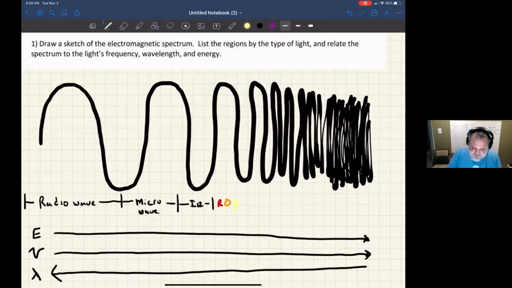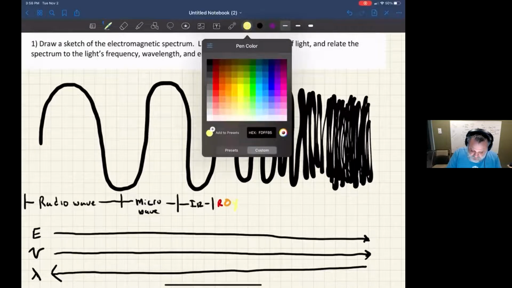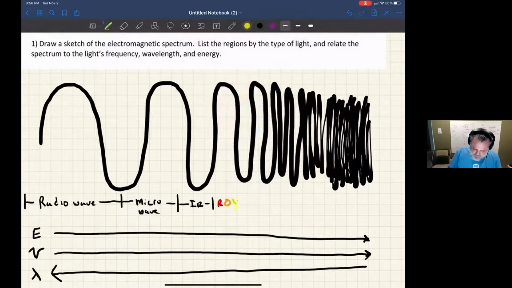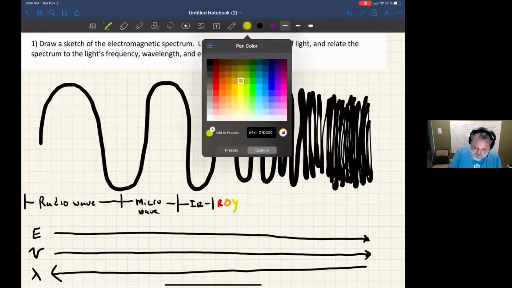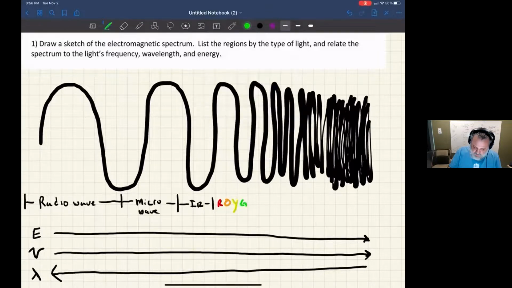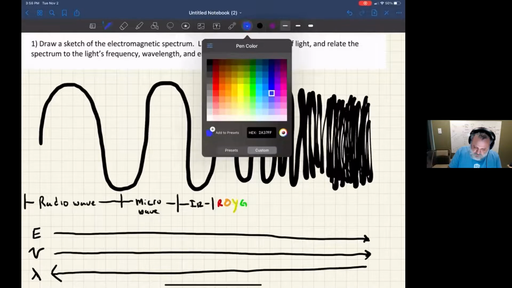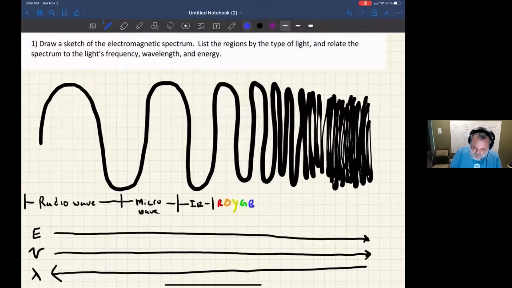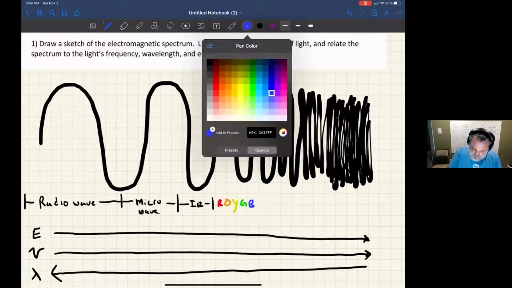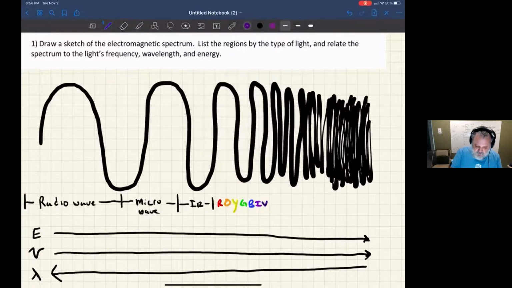You can barely see the yellow there. Let's get a little bit darker yellow. Yellow, green, blue, indigo, and then violet. And so that's the order of the visible spectrum.